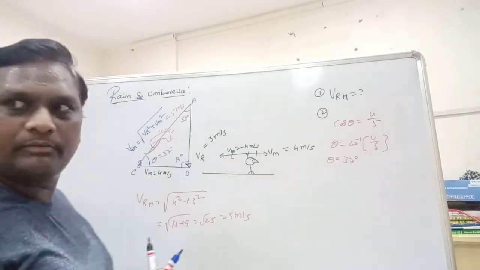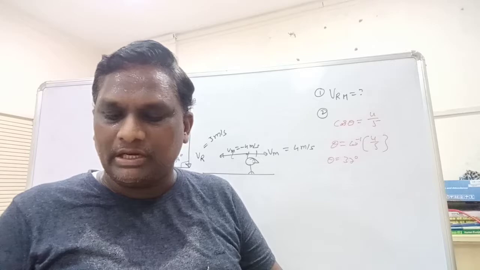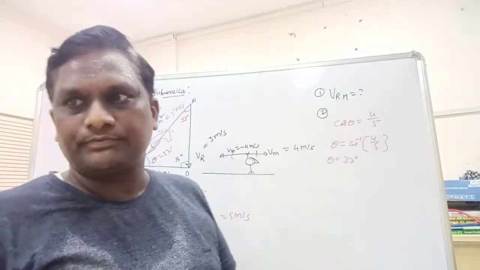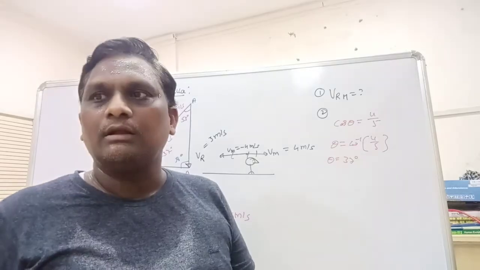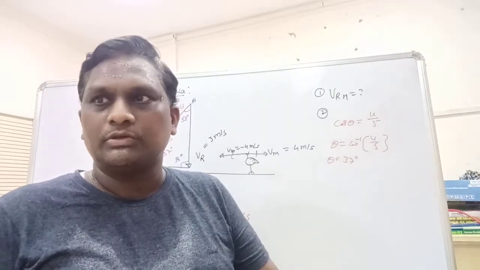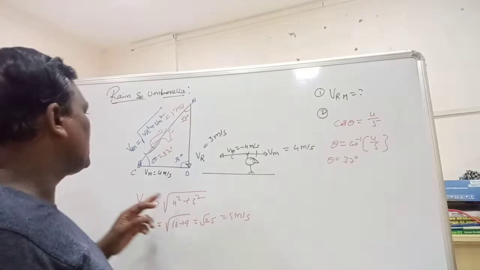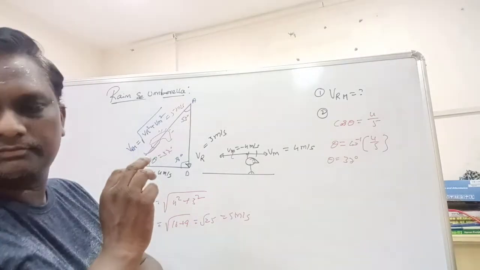So this is one example. This type of question also will come. We are expecting this type of question, one question in relative motion, two-dimensional motion. Relative velocity of rain with respect to man.